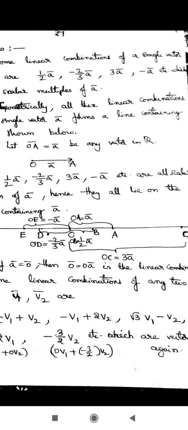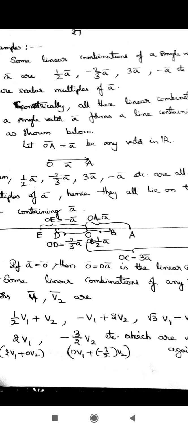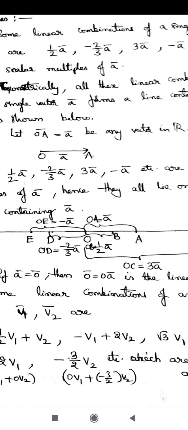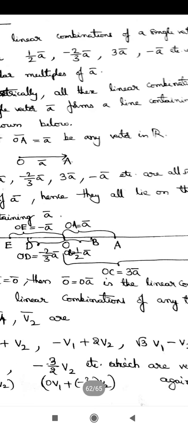Now the first example: let us see some linear combinations of a single vector. I have taken that single vector as a bar. First of all we should understand that even the single vector a bar can have linear combinations, and those linear combinations are nothing but the scalar multiples of a bar. So I have given you some scalar multiples of a bar as examples.